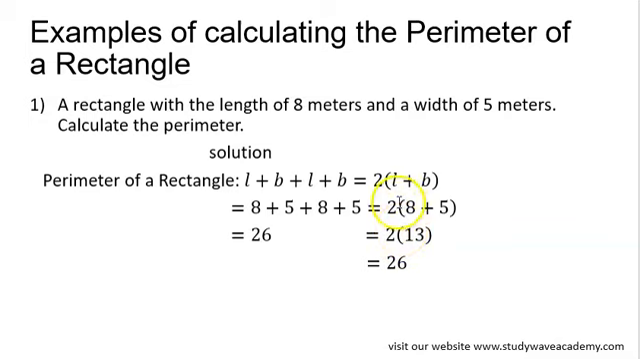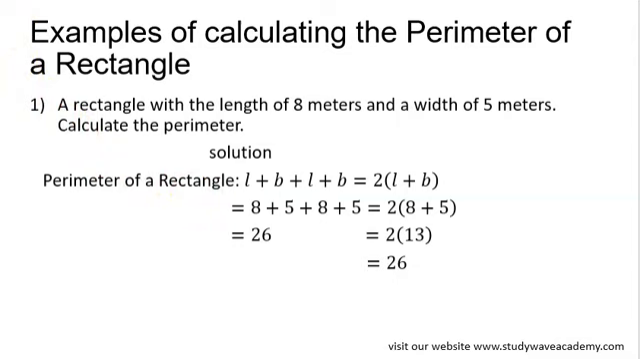Okay, so we have 8 plus 5 here. When we add it, it gives us 13. So we say 2 times 13. And what does it give us? 26. So either you use this way, or you use this way, or you use this way, you will still arrive at the same answer. Okay?